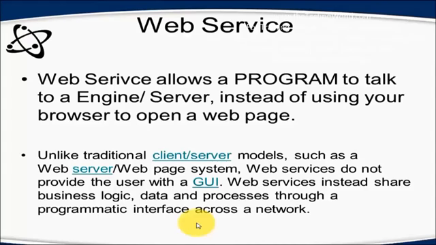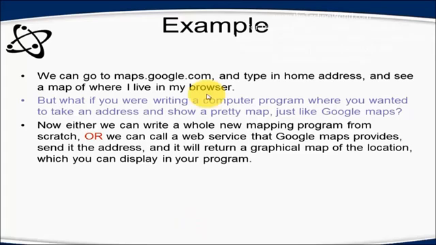We can take the example of the Google web service. Google has developed a web service and provides a UI as well, meaning they are providing a web-based application as well as a web service. If you talk about the web-based application, you go to maps.google.com, type your home address and it will give the map on the browser. So that's a web-based application.